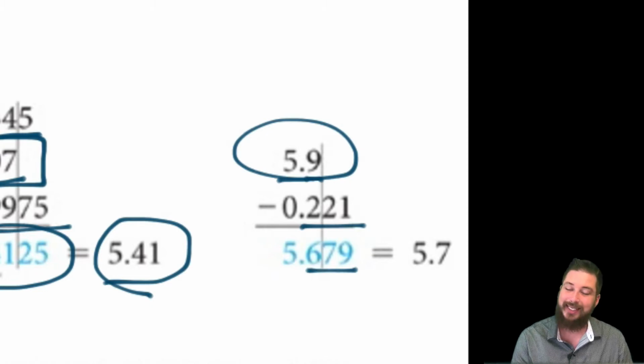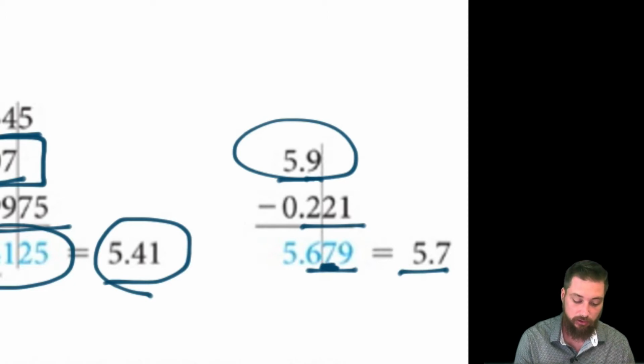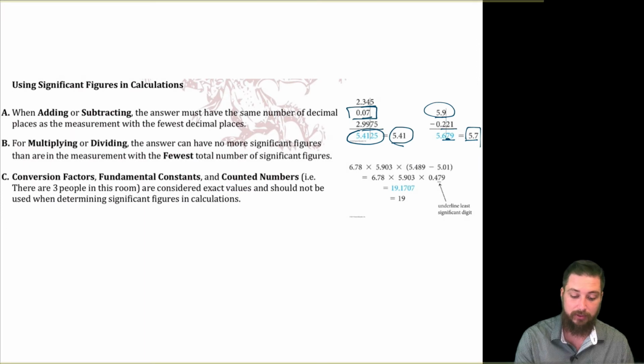However, why is it that this 5.679 becomes 5.7? The reason it becomes 5.7 is because whatever this digit is, if it's 5 and above, we will round up. And if it's less than 5, we'll round down. So because this is greater than 5, we round this 6 up to a 7.